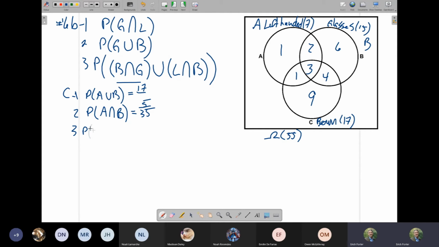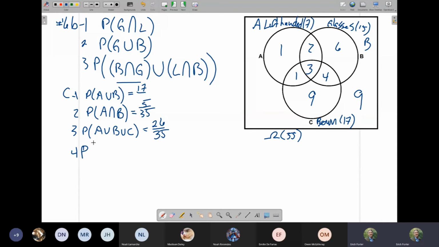3 is the probability of A union B union C. So they can be in A or B or C. I forgot that there are 9 people outside of each of those sets. So there are some people who are not left-handed and they don't have glasses and they don't have brown hair. So in this case, we're looking for the probability of A or B or C. So essentially anybody who's in any of these spaces. And if we add everything up there, we get a total of 26 out of the 35.